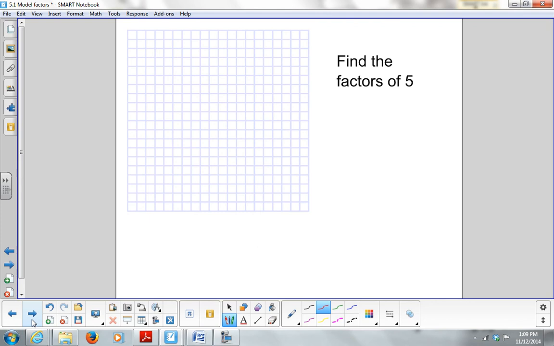All right, here's another one, finding the factors of 5. Obviously, I can do the 1, 1, 2, 3, 4, 5, so 1 times 5. But is there any other way? I can't divide by 2. I can't divide by 3. And I can't divide by 4, and 5 is already there. So the only factors of 5 are 1 and 5.